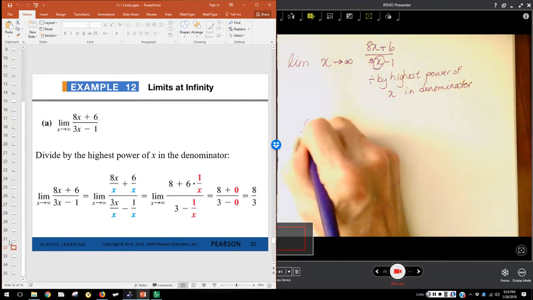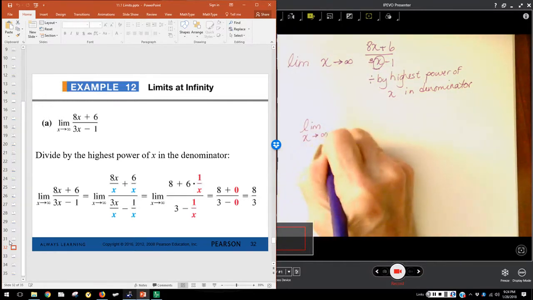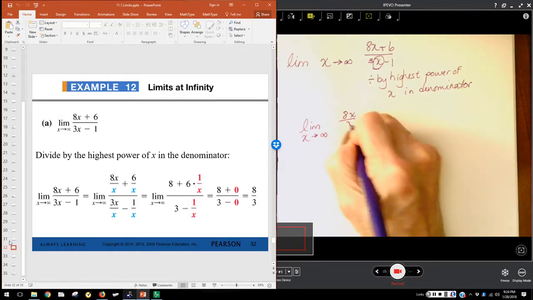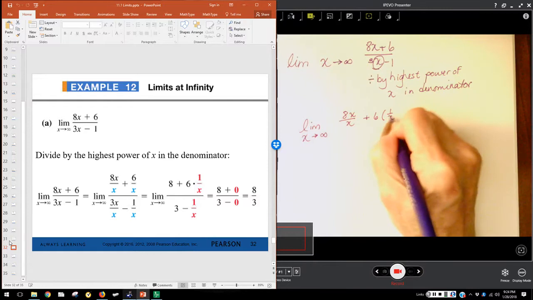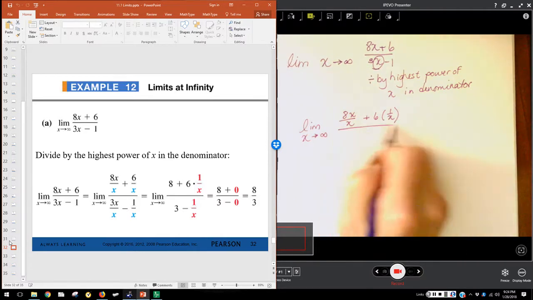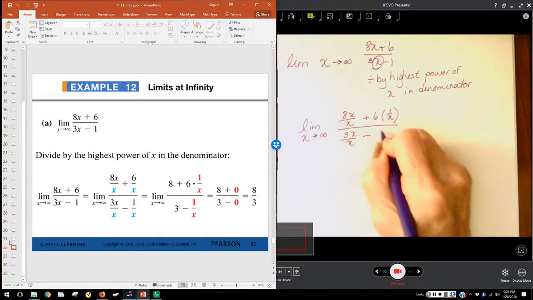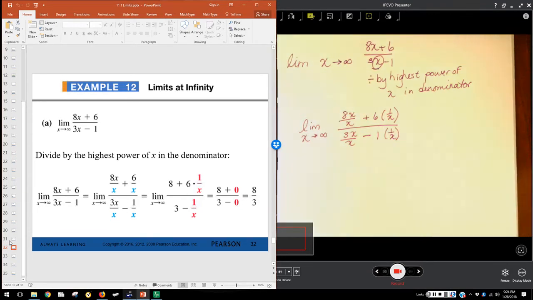So then you get the limit as x approaches infinity of 8x over x plus 6 times 1 over x, to make it obvious that this limit is going to be 0, over 3x over x minus 1 times 1 over x, because dividing by x is the same as multiplying by 1 over x.